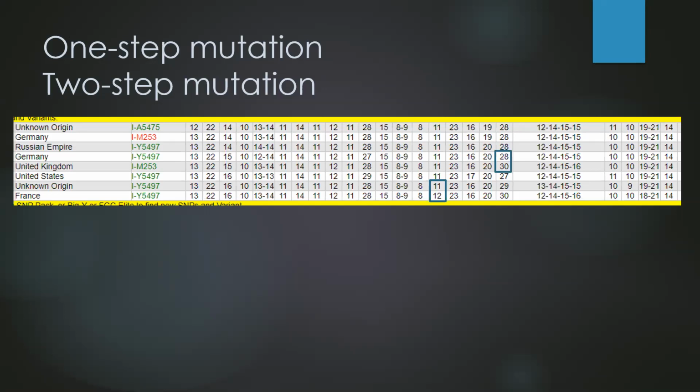You can see here that this column has mostly 28s, but not always, but the difference between 28 and 30 is 2. So that's a 2-step mutation between those 2 men. And so the project administrators are placing men on this chart according to how much they vary with the other men in their group.